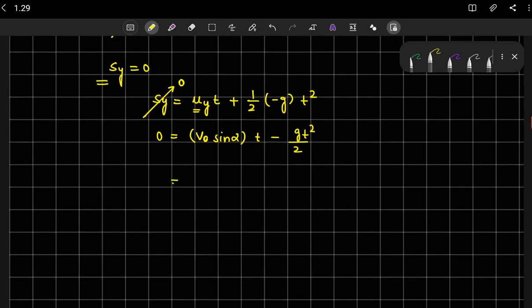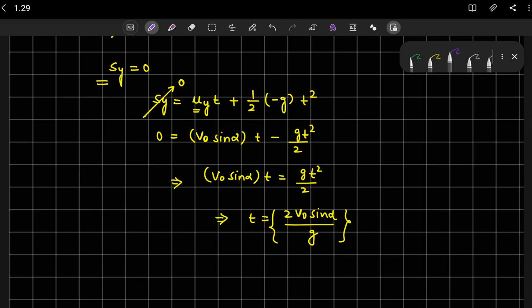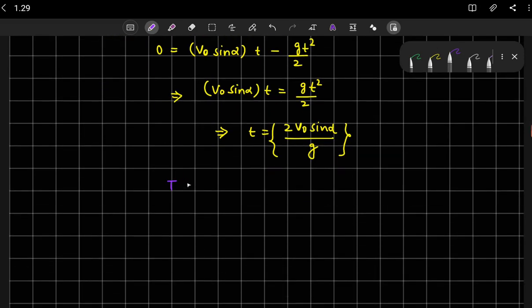So from here we can write v0 sin alpha into t is equal to g t square by 2. From here we get t is equal to 2 v0 sin alpha by g. So this is the value of the total time we got. Let us represent it by capital T, which is equal to 2 v0 sin alpha by g.